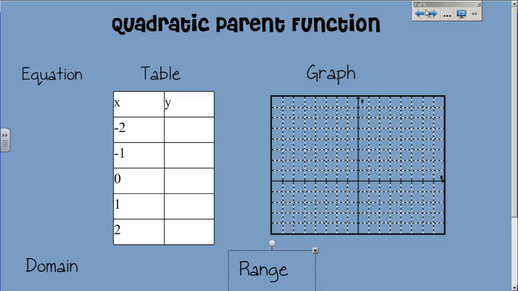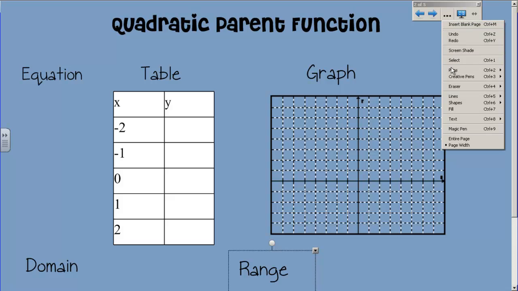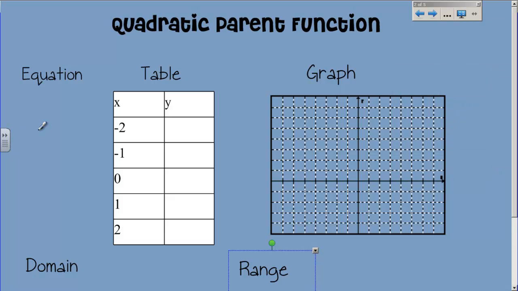So let's talk about the parent function really quick. I know that we have already, but it's just a good reminder so that you don't forget, because everything is going to be based on the parent function today. Everything we do will go back to the parent function to answer the question. So the equation, if you remember, is y equals x squared.